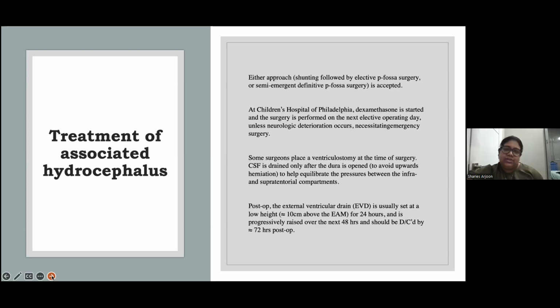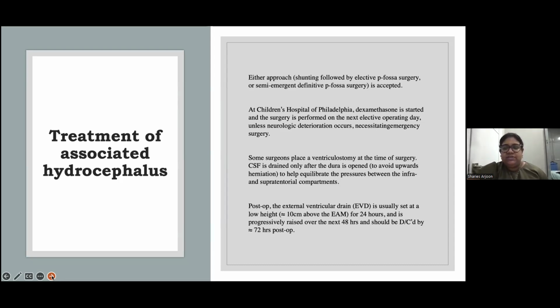Either approach, shunting followed by elective posterior fossa surgery, or semi-emergent definitive posterior fossa surgery, is acceptable. At Children's Hospital of Philadelphia, dexamethasone is started and the surgery is performed at the next elective operating day, unless neurological deterioration occurs necessitating emergency surgery. Some surgeons place a ventriculostomy at the time of surgery, and CSF is drained only after the dura is opened, to avoid upward herniation and to help equilibrate the pressures between the infra- and supratentorial compartments.